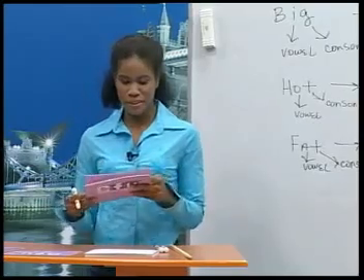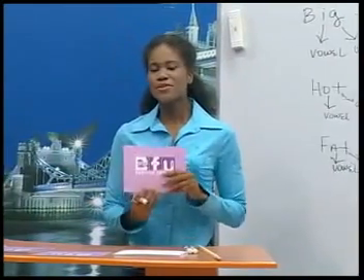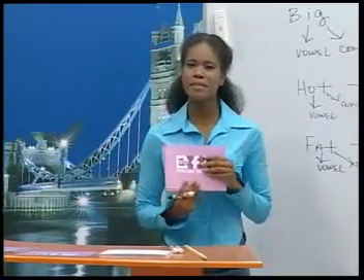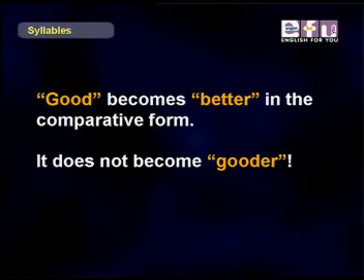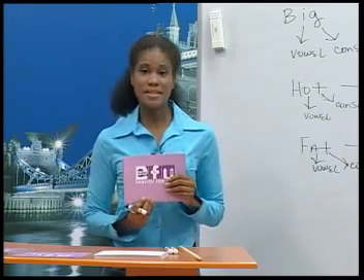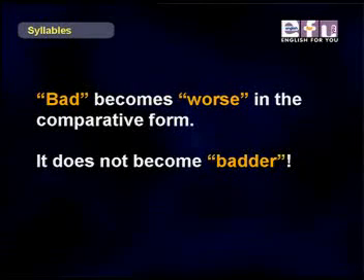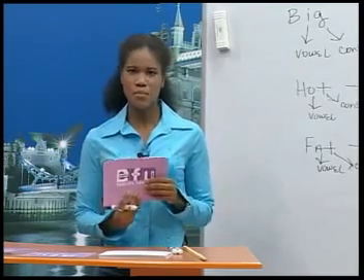Thank you, everyone. Now, there are also two irregular forms of the comparative. Okay? Please follow along on your screen. First of all, good becomes better in the comparative form. It does not become gooder. It's always better. Second example, bad becomes worse in the comparative form. It does not become badder. It's worse. Take a look at some examples.